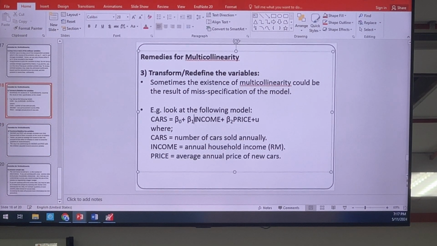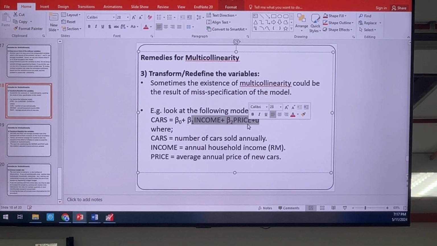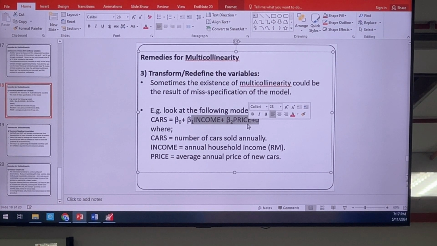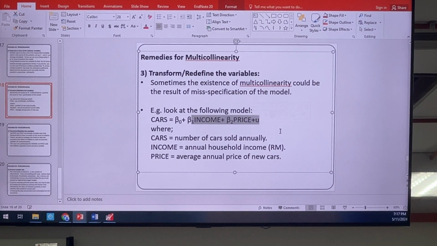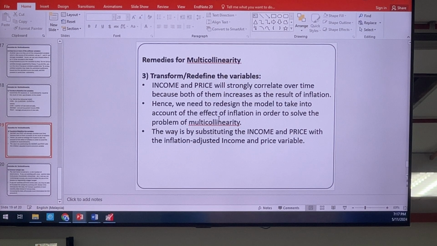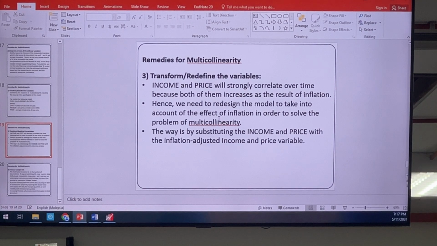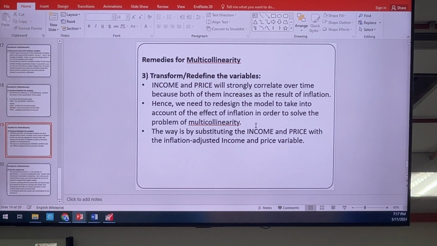So because of this, the two variables have a strong correlation between them, because both of them are increasing in value because of inflation. Hence we need to redesign the model to take into account the effects of inflation in order to solve the problem of multicollinearity. The way is by substituting the income and price with inflation-adjusted income and price variables.